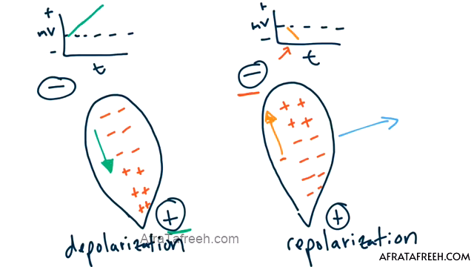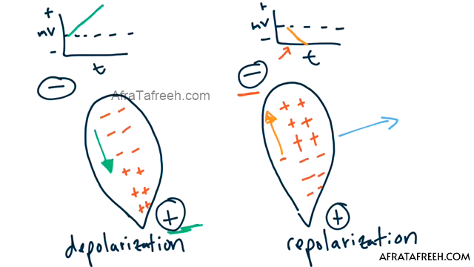Because the vector is towards the positive lead, the magnitude will continue to be positive. On the other hand, if the vector is moving toward the negative lead, then we will see a maximum negative deflection. So if additional repolarization occurs here, then we will continue to see negative deflection until we reach maximum amplitude.